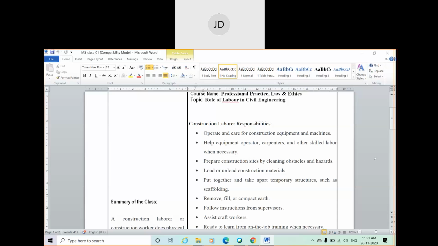Then load and unload construction materials. It is obvious that different equipment requires different materials. I think all of you are aware of what construction materials are necessary for construction, like cement, sand, bricks, reinforcement rods, isn't it? And any other materials. So the unloading or loading, all this work has to be done by the construction labor. Next, put together and take apart temporary structures such as scaffolding.